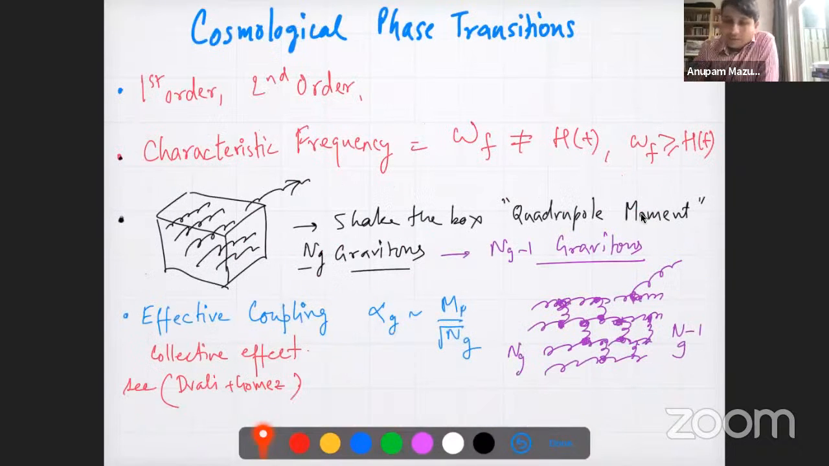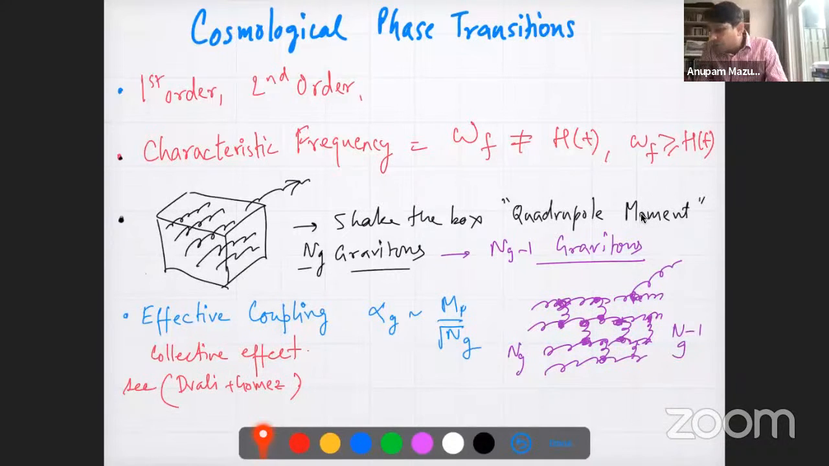But let me talk a little bit about phase transitions in the last couple of minutes. You can argue in the same way, because after all, whatever phase transition you're talking about, whether first order, second order, or a smooth phase transition, these are all self-gravitating systems. There is a characteristic frequency, defined by omega, which is different from your Hubble expansion rate. It can be greater than H, or it can also be less than H.